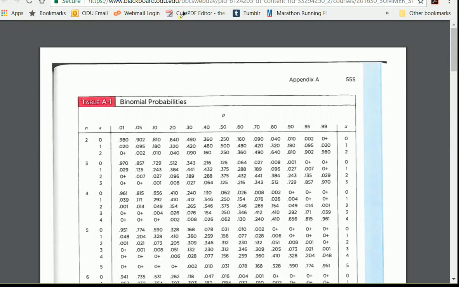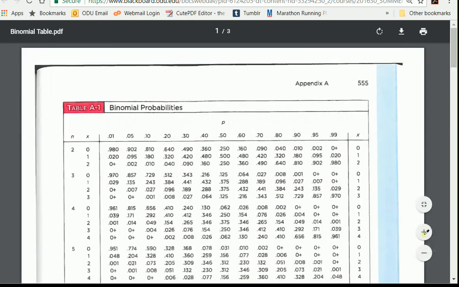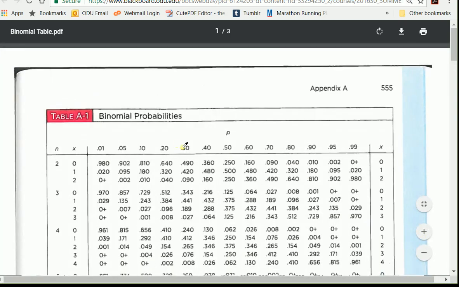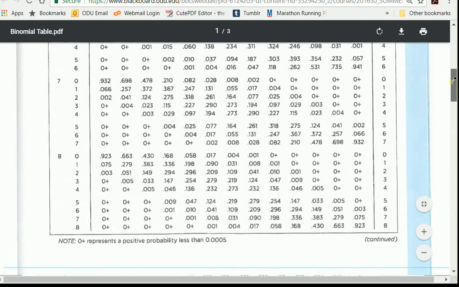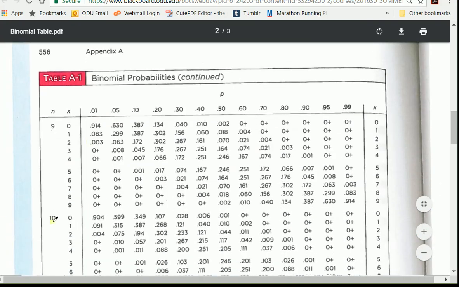Is p equal 0.3 here? Yes, it is. It's right here. That's awesome. So let's see. Can I zoom in on this a little bit? Yeah, p equals 0.3. It's right there. Now, what about n equals 10? Is n equal 10 here? Yeah, sweet. It's right there. You see n equals 10 right there? This is n. It's 10. So now the table's going to work for me.